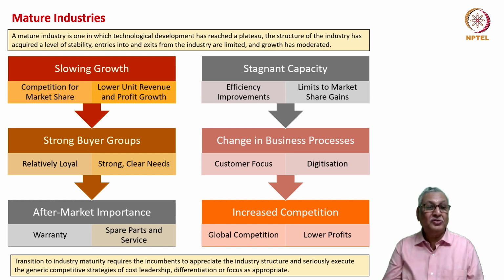1. It will have slow growth. There will be competition for market share. Consequently, there will be lower unit revenue and profit growth. There will be strong buyer groups, but they are relatively loyal. They have had relationships with the companies for years, if not decades. Therefore, there will be loyalty. And the needs will be very strong, very clearly articulated by the buyer groups.